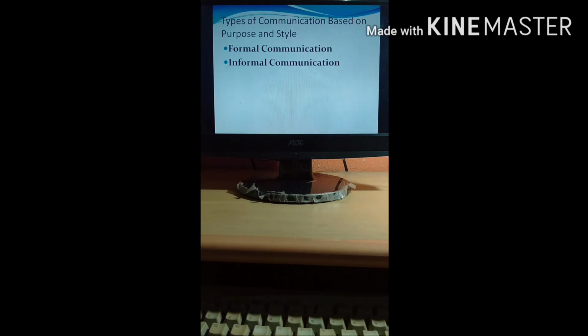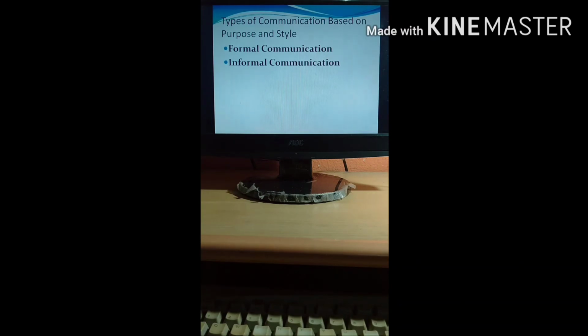Formal communication means if you are talking with some other person whom you don't know, or you are communicating formally with him. Suppose a student is communicating with his teacher, or in an office the subordinate and the manager are communicating with each other, that communication will be called formal communication. Now the next part is informal communication. Informal communication happens within the family or among friends.